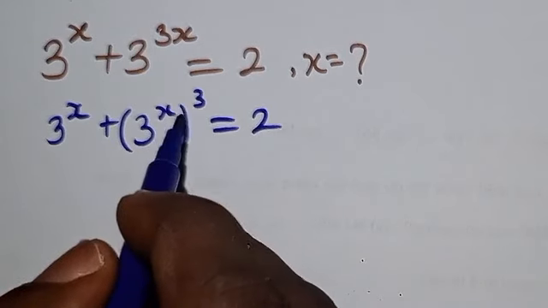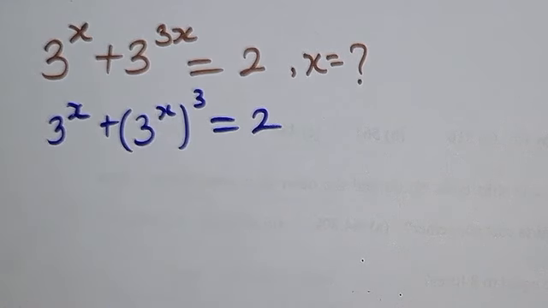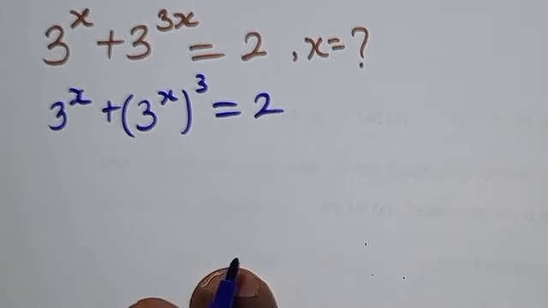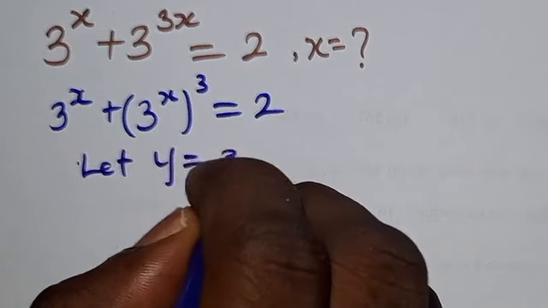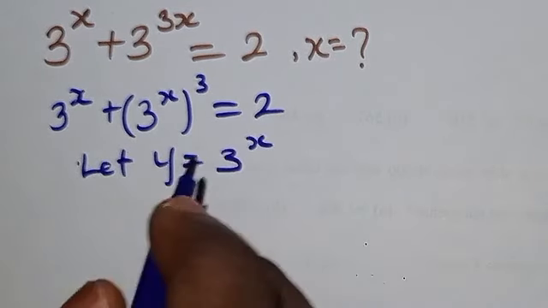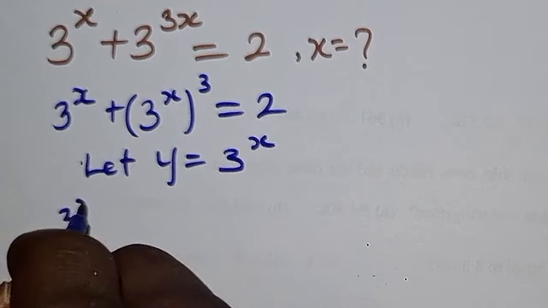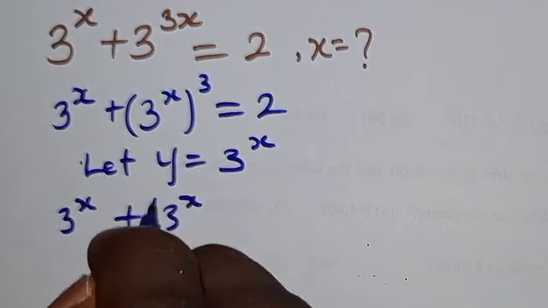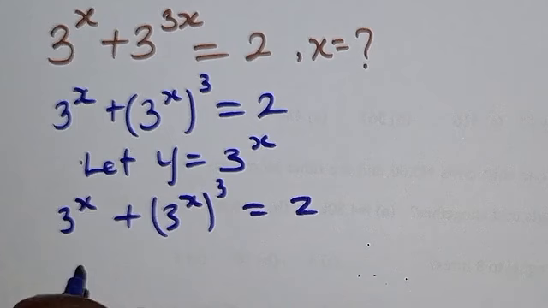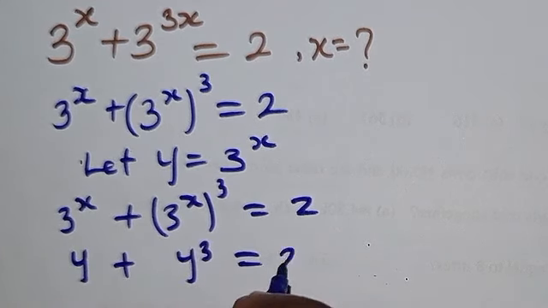So I try to take, that is from the law of indices, okay? So you can do the replacement. 3 will go outside and the x will come in. So we have that. Now from there, we let y equals 3 to the power of x. So anywhere we see 3 to the power of x, we replace it by y. So we have 3 to the power of 3x, which means this is going to be y plus y to the power of 3 equals 2.